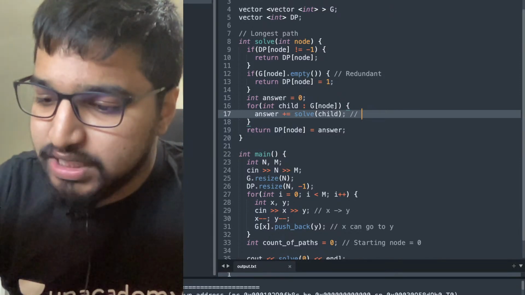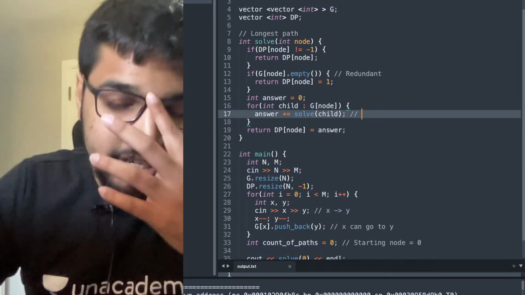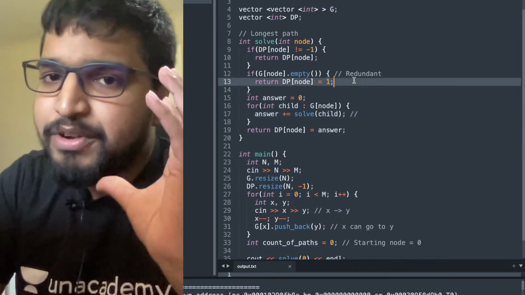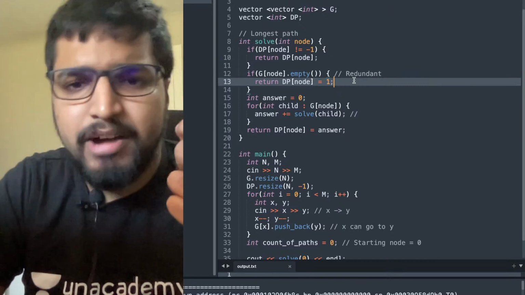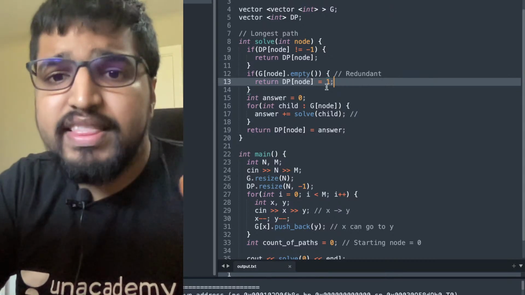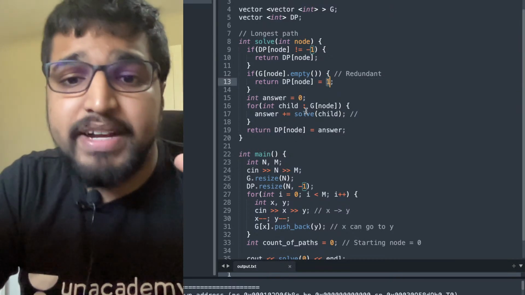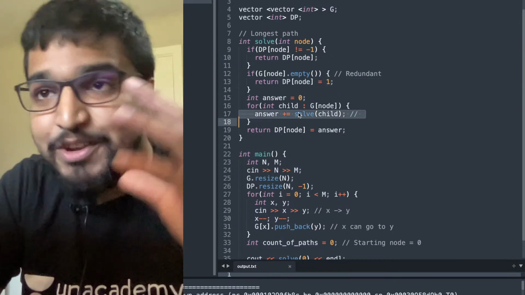It's basically summing over the answer for all children. Answers for all children, and for the basic leaf node, the answer is going to be 1. There's an empty path, but it's some path. And this 1 is being added up multiple times over here. And then in the end, you get the number of paths.